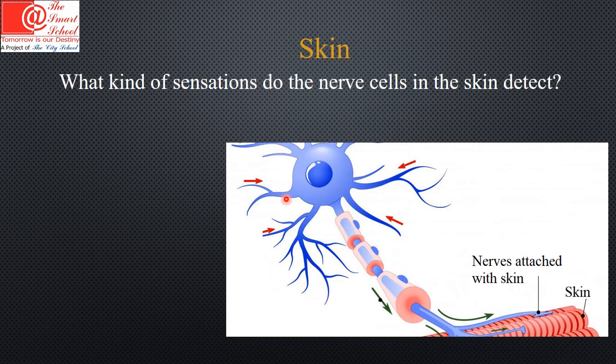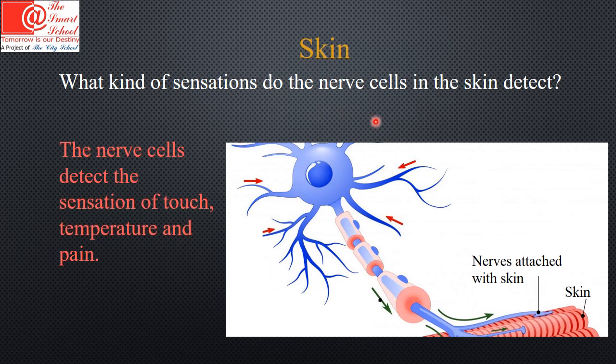What kind of sensations do the nerve cells in the skin detect? The nerve cells detect the sensation of touch, temperature, as in how hot or cold it is outside, and pain. That is how the nerves are attached to the skin. This is the muscles of the skin, and this is the nerve cells attached to the skin.